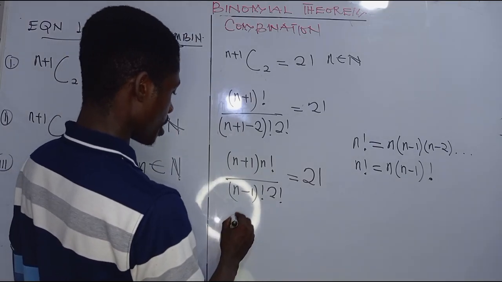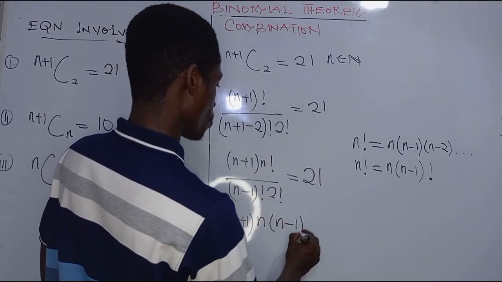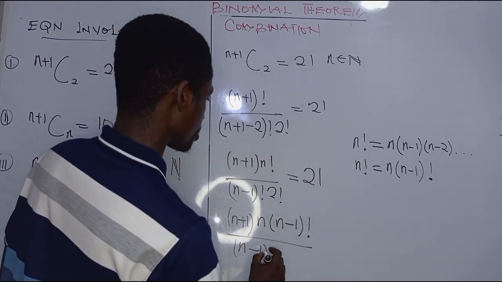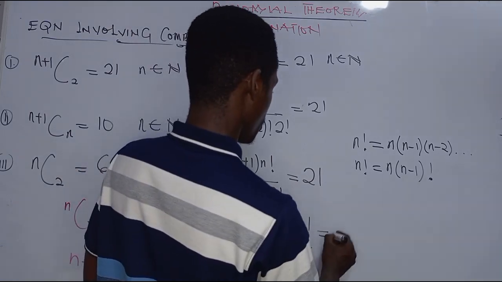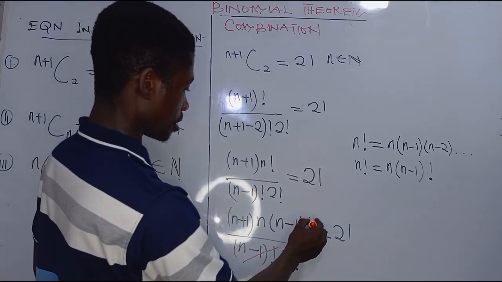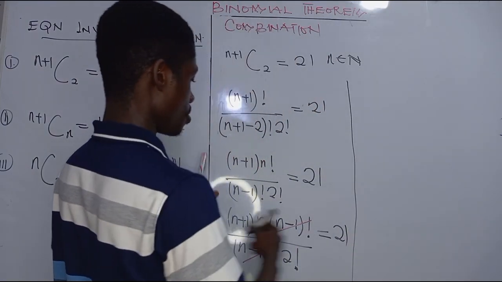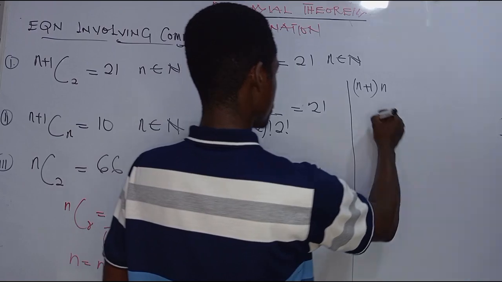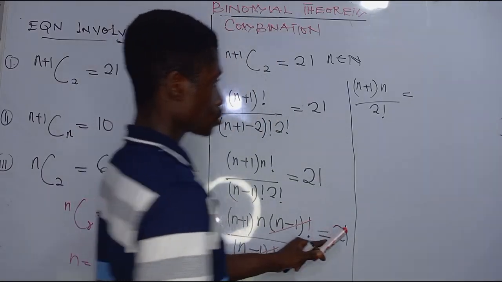So we have n plus 1. This is the same as that. So we have n times n minus 1 factorial all over n minus 1 factorial, 2 factorial, and this all is equal to 21. So you realize that this will cancel this. So we are going to be left with n plus 1 times n all over 2 factorial, which is equal to 21.